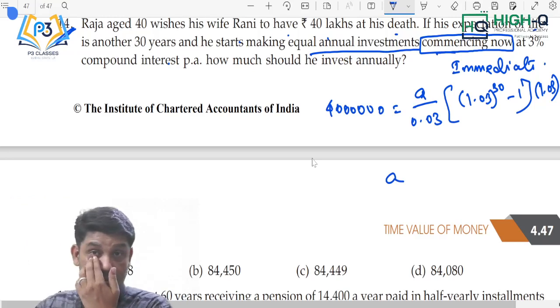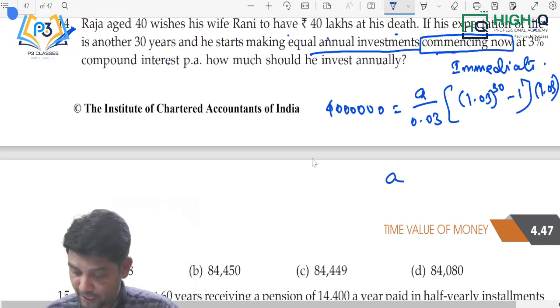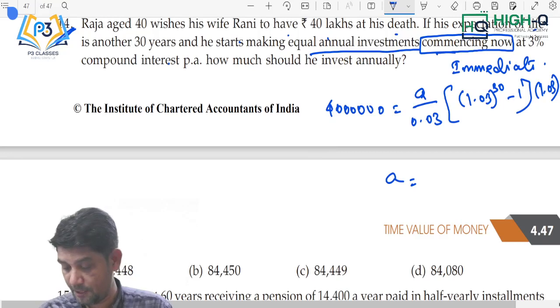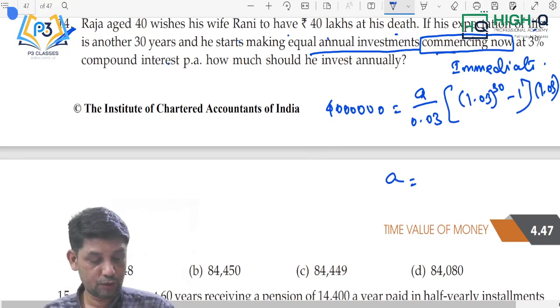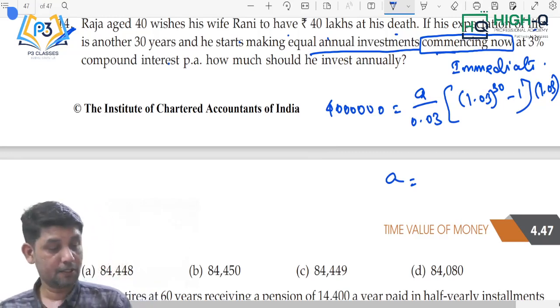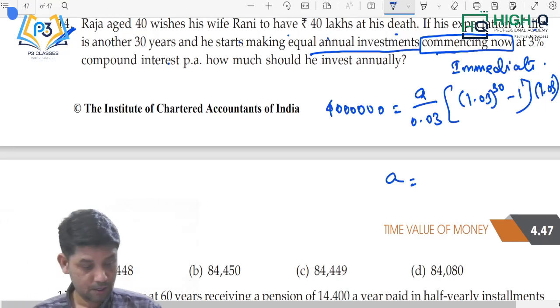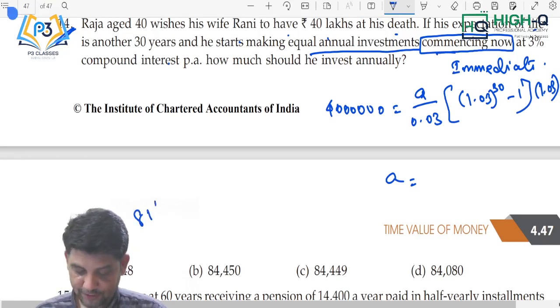So what is the immediate annuity answer, sir? Let me check what is the immediate annuity answer for this question. What is it? 1.03 into, equal to, sorry, power 31, no? Okay, so power 30, minus 1, into 1.03, divided by 0.03, divided by, equal to, into 40 lakhs. 81628.19.